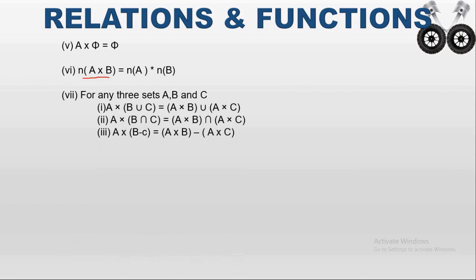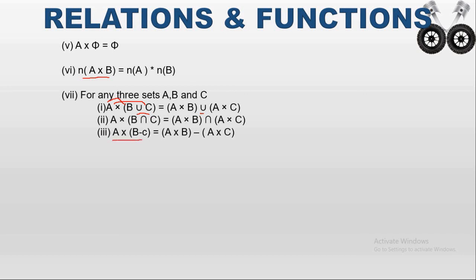Next one is for any three sets A, B and C: A cross (B union C) equals (A cross B) union (A cross C). Here we are distributing A over B as well as A over C. What is the operator in between B and C? That should be written here, that is the union operator. So union A cross C. Again A cross (B intersection C) equals (A cross B) intersection (A cross C). Here also A is distributed to B as well as to C.